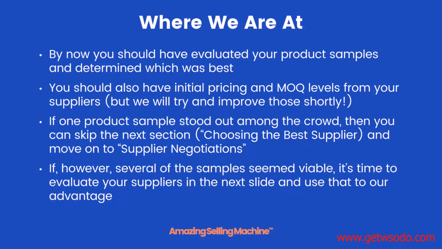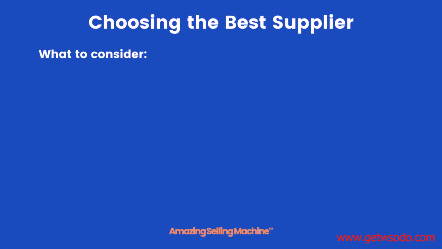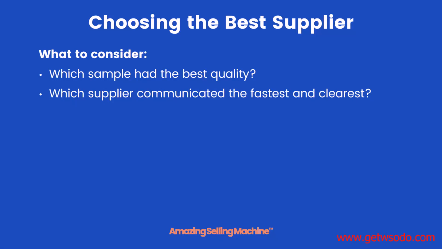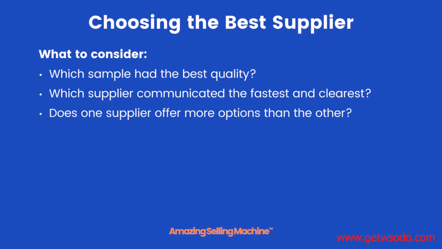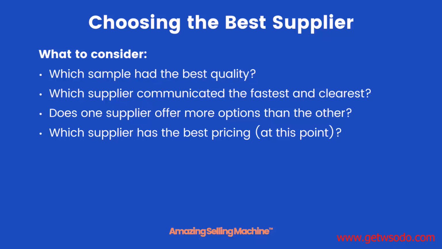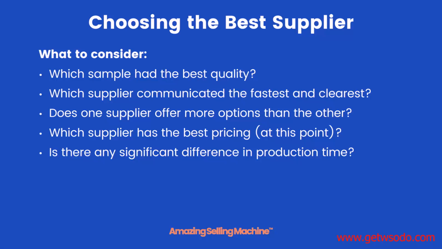However, if several of your samples seem viable, it's time to now evaluate your suppliers and use that to our advantage during negotiations. If you have more than one viable supplier, here are some things to consider. Which sample had the best quality? Which supplier communicated the fastest and the clearest with you? Did one supplier offer more options than the other ones? Which supplier had the best pricing, at least at this point before we negotiate? And were there any significant differences in production time?